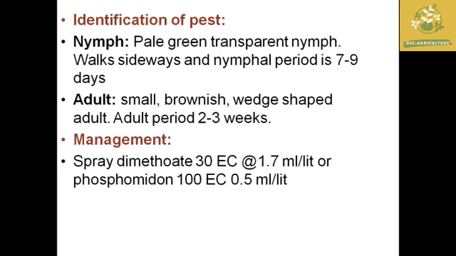And for identification of these pests, the nymph is pale green and transparent, moving sideways, with a nymphal period of around 7 to 9 days, and the adult is small and brown with wedge shaped wings. The management is spraying dimethoate 30 EC at 1.7 ml per liter, as well as phosphamidon 100 EC at 0.5 ml per liter.